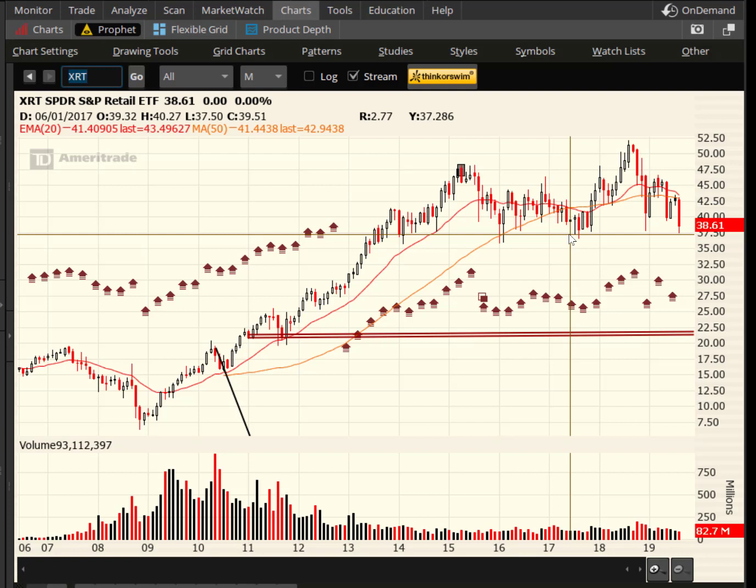Now, different ETFs, or not ETFs, stocks, can come in and go out of XRT. So it's not exactly a great measure of the exact same stocks throughout history, because some were publicly traded before, then late, you know, didn't come around till later. You get the idea, but it's still an ETF of the retail industry.